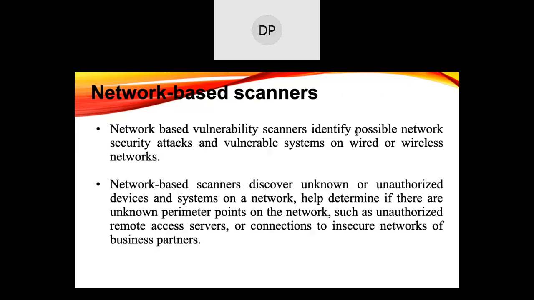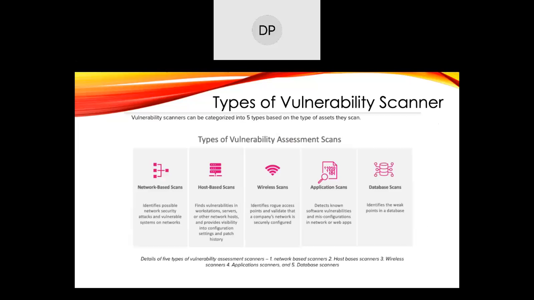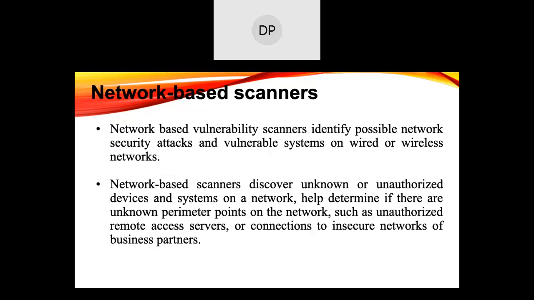So we see in the exam, questions may come as a short question. What are network-based scanners? Here we have seen the basic definition: it identifies possible network security attacks and vulnerable systems on a network. But if it is a two-part question for three marks, then you have to write in 50 words. You may write: a network-based vulnerability scanner identifies possible network security attacks and vulnerable systems on a wired or wireless network.